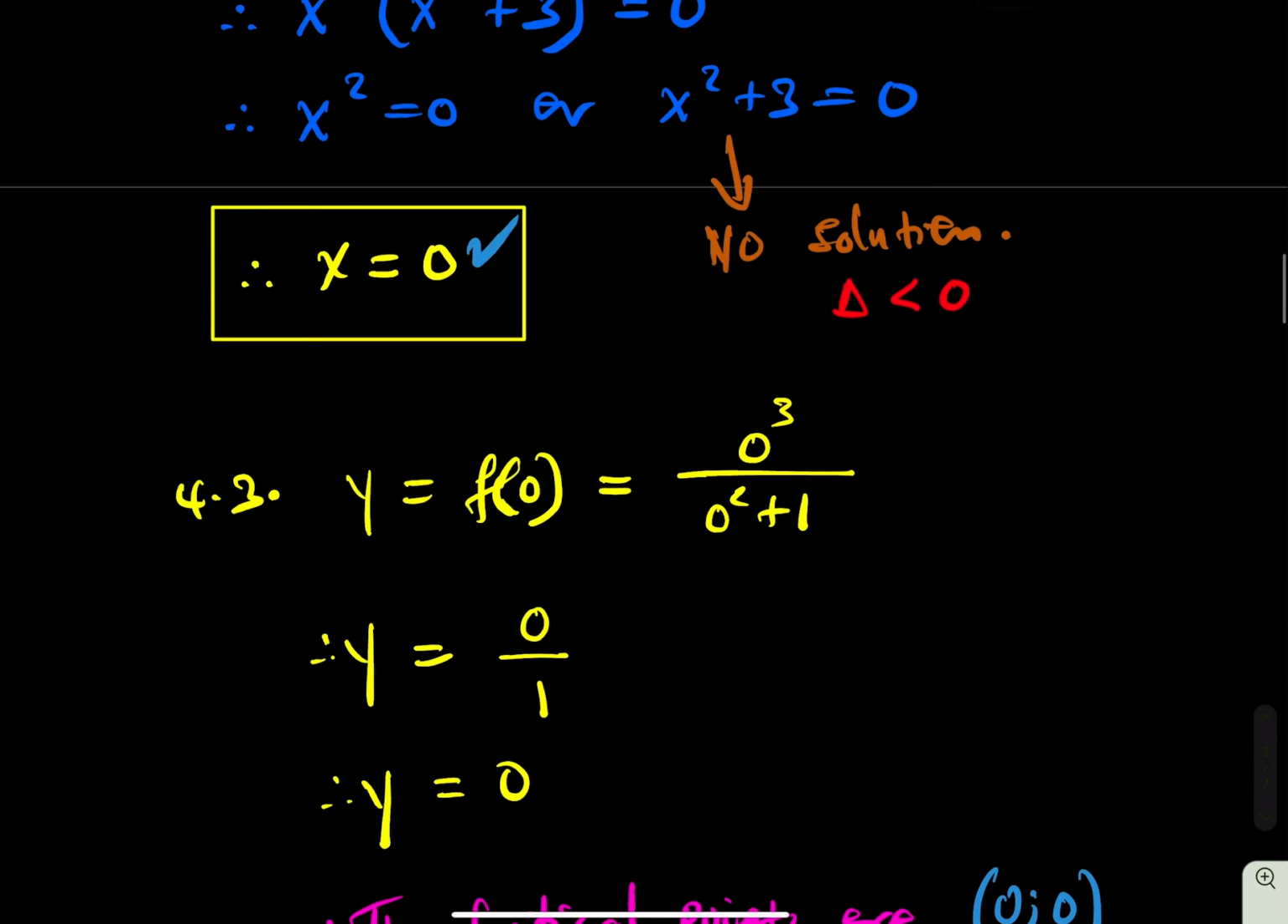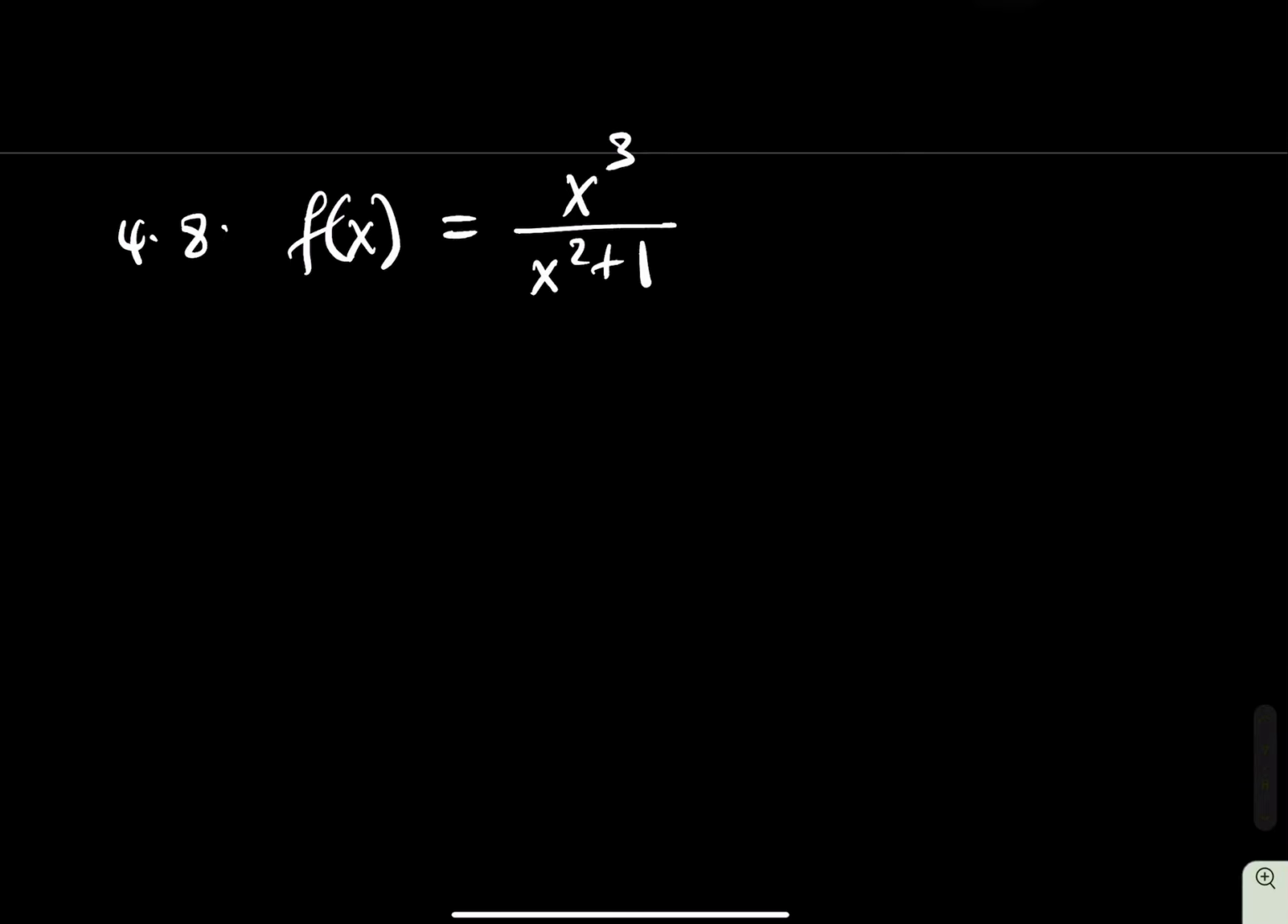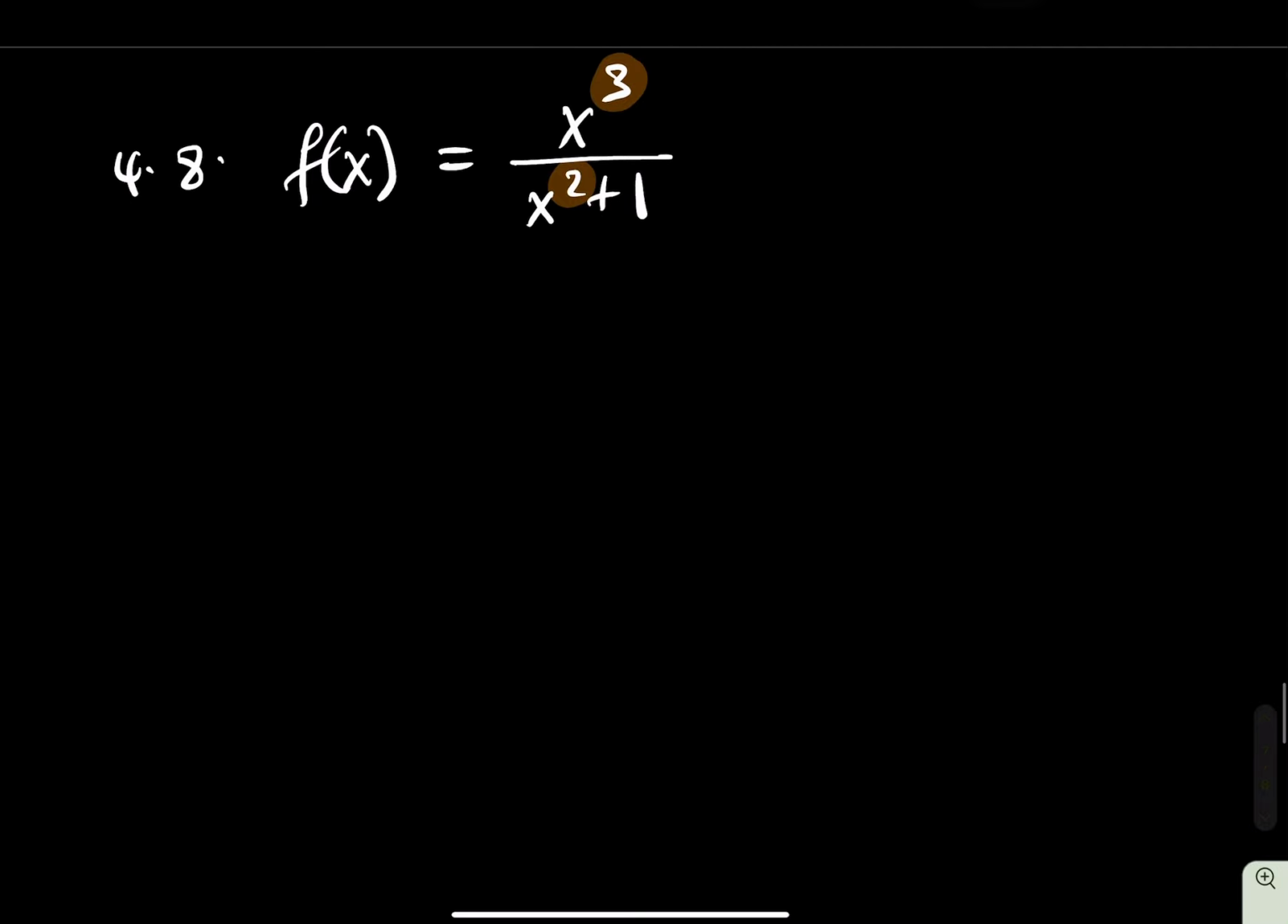4.8, find the oblique asymptotes of f. That is the last question. Find the oblique asymptotes of this graph, x cubed over x squared plus 1. So you can see that the degree of the denominator is lower than the degree of the numerator. So that means the oblique asymptote, which is known as the slant asymptote, is going to be here. So we use long division to do that.